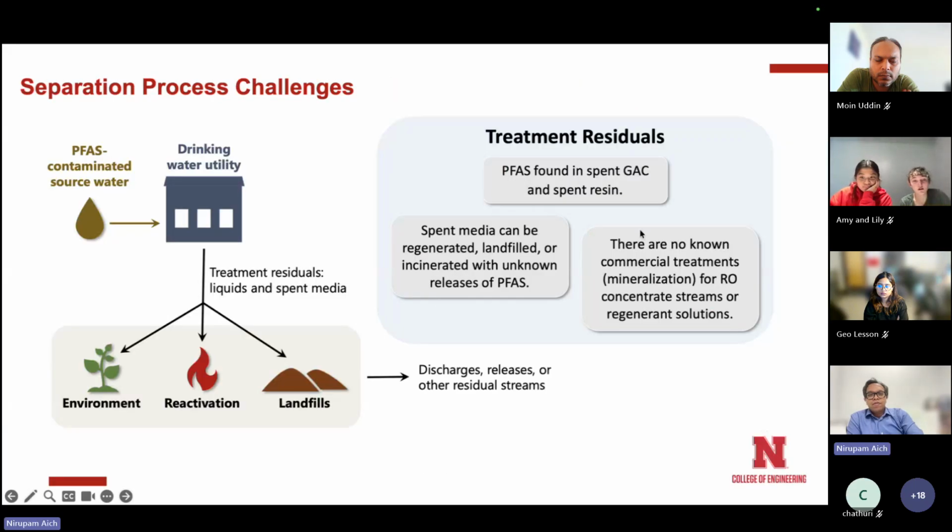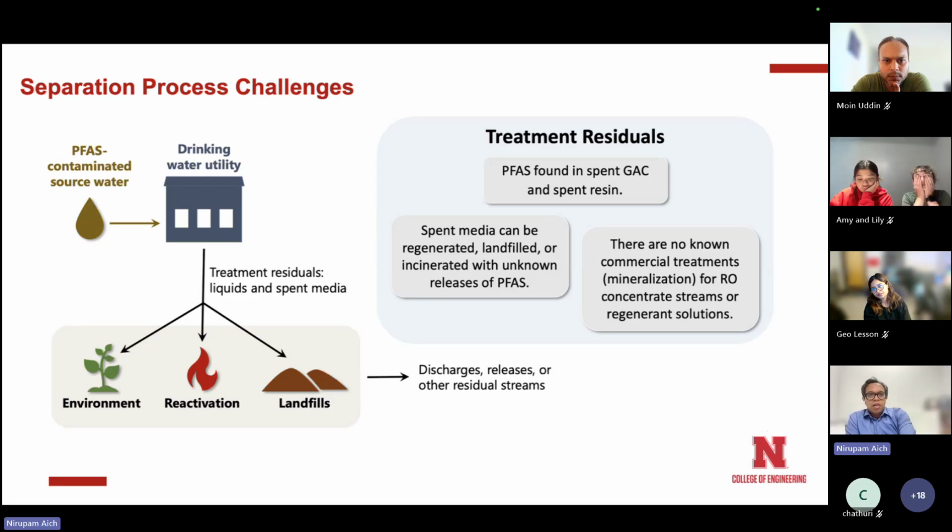So again, the issue at the end of the day is that however we are doing separation, we are not really solving the problem of PFAS, because we have to destroy it. So that's one of the targets.